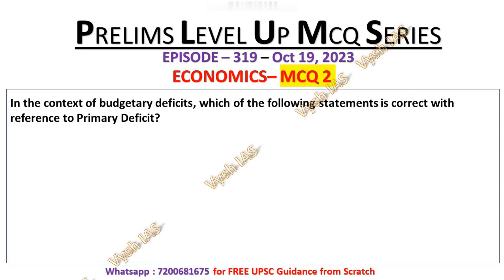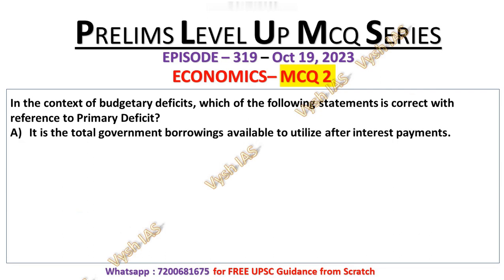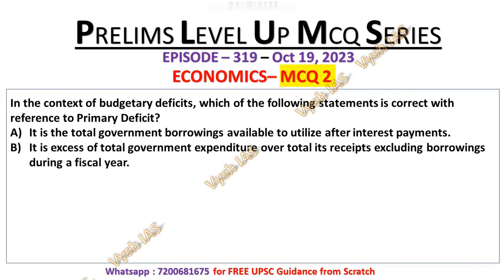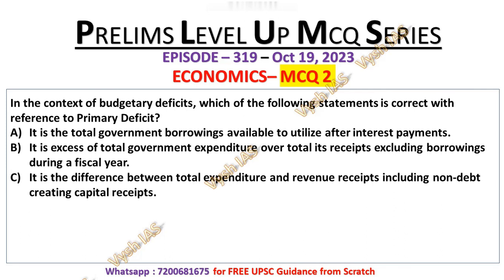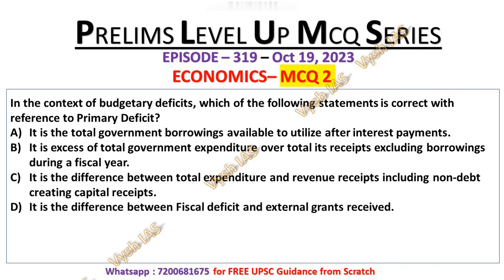MCQ number 2. In the context of budgetary deficit, which of the following statements is correct with reference to primary deficit? It is the total government borrowing available to utilize after interest payments. It is excess of total government expenditure over total receipts excluding borrowing during a fiscal year. It is the difference between total expenditure and revenue receipt including non-debt creating capital receipt. And last, it is the difference between fiscal deficit and external grant receipt. So I will give you 10 seconds. Try to answer this question.